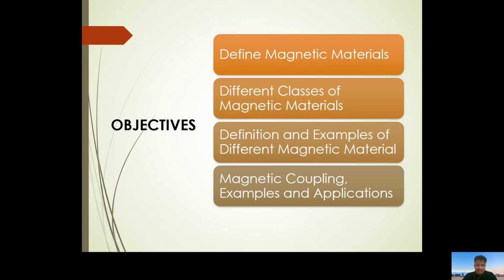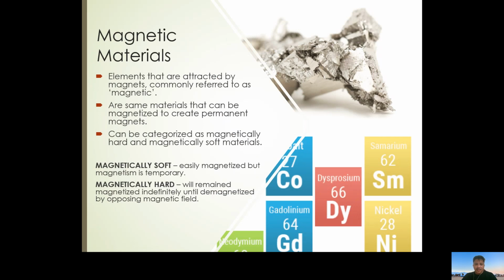The main objectives of this are, first, to define the magnetic materials. Second, to identify the different classes of magnetic materials, the definition and examples of different magnetic materials, and magnetic coupling, examples and its application. So what is magnetic materials?